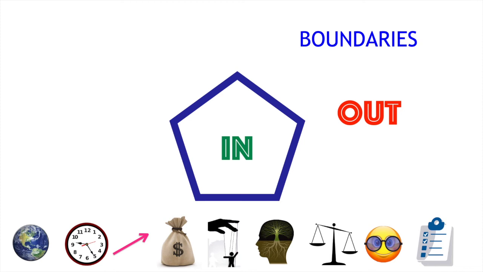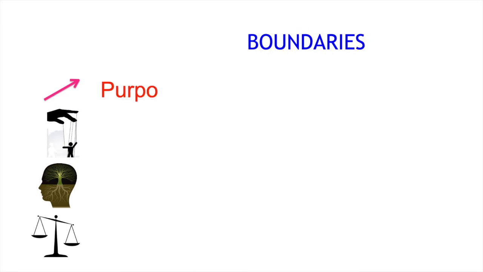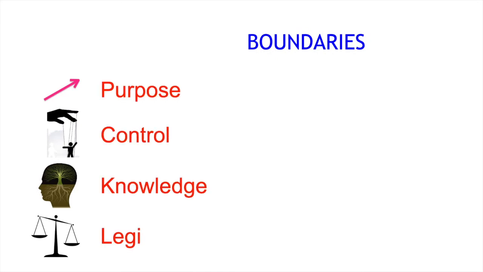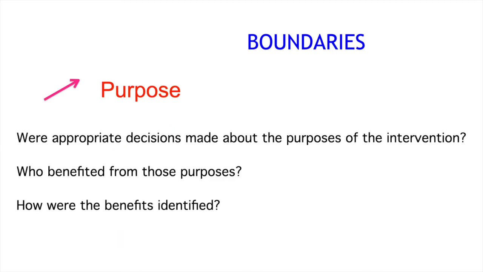And for this aspect of an evaluation design, I use a framework taken from Critical Systems. It identifies 4 important boundary decisions that are taken by any intervention and poses a series of questions about those decisions. The specific questions will obviously vary depending on the intervention, so take what follows as a bit of a guide. So in terms of purpose, what were the appropriate decisions made about the purpose of the intervention, who benefited from those purposes, and how were the benefits identified?